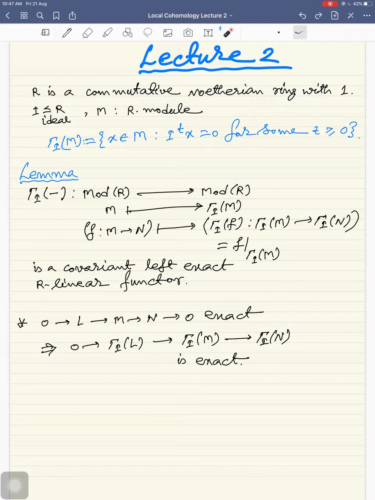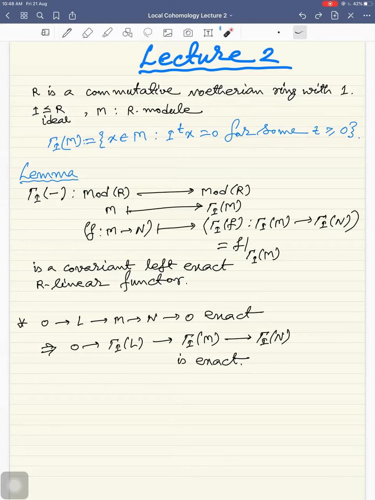So this together gives a covariant, left exact, R-linear functor. Covariant means it preserves the direction of the arrows, okay, and left exact means if you consider a short exact sequence like this, then you apply that functor, then again you will get an exact sequence like this. So exactness is preserved on the left side. Okay, so it is left exact, and R-linear means it preserves R-linearity. That means it preserves addition as well as scalar multiplication.